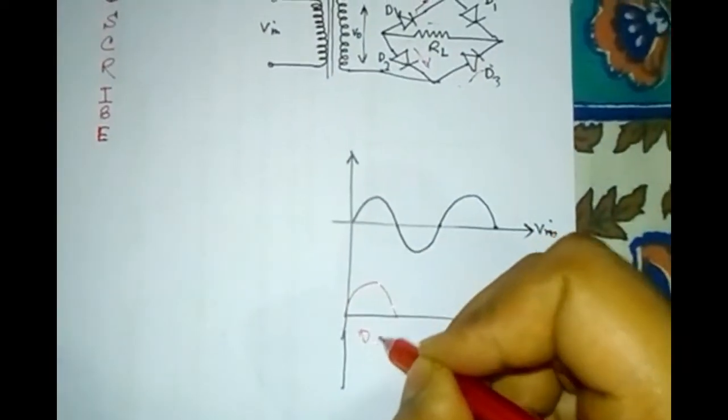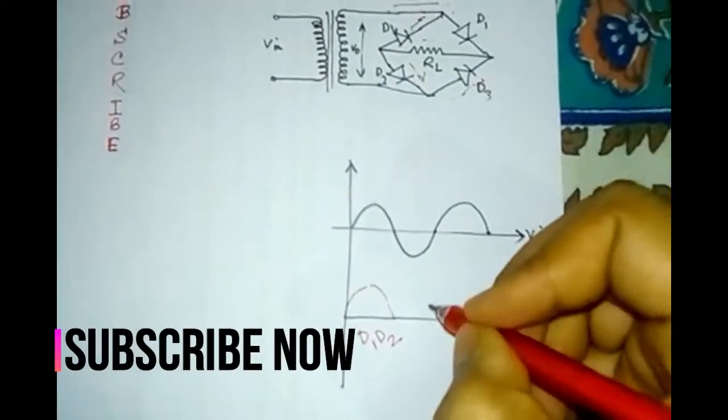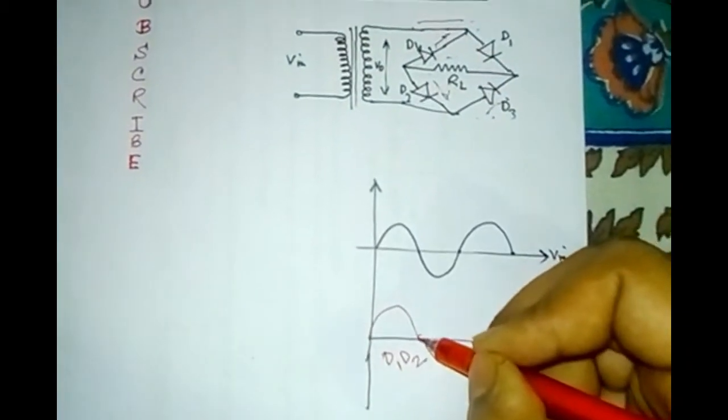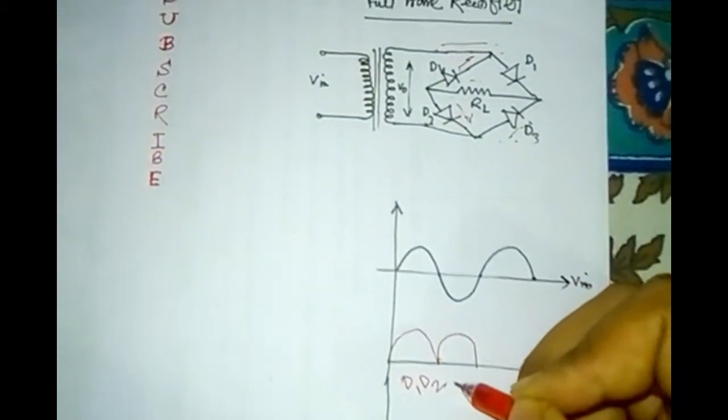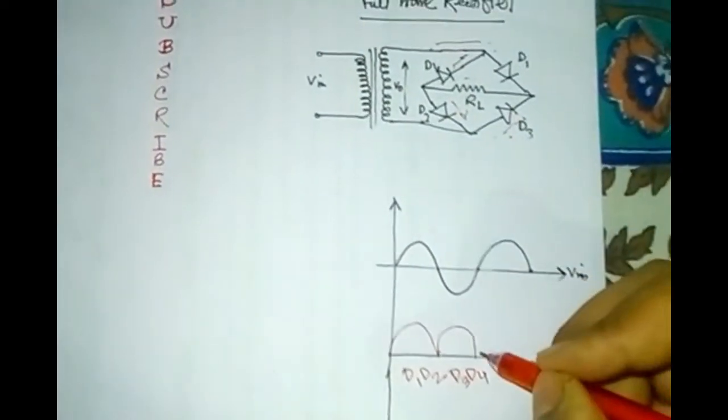So the conduction will look like this: for the positive half cycle, diode 1 and diode 2 conduct, and here diode 3 and diode 4. For the negative half cycle, the conduction is between diode 3 and diode 4. Again simultaneously diode 1 and diode 2.